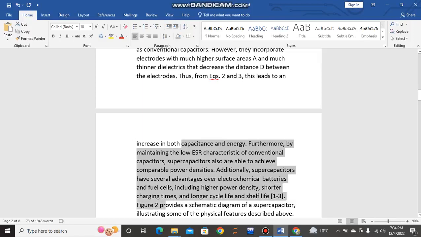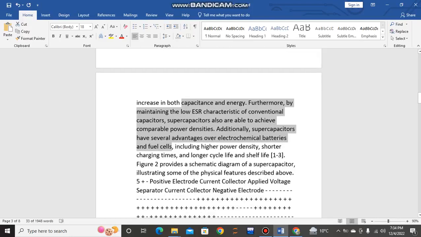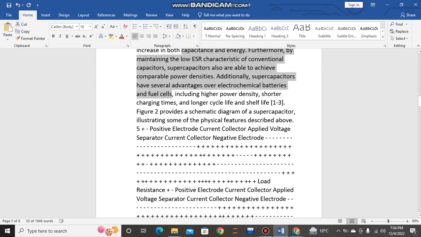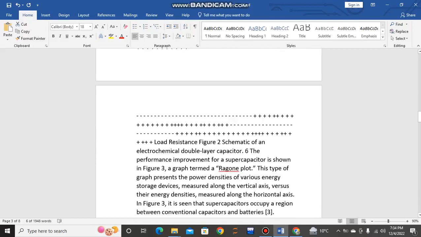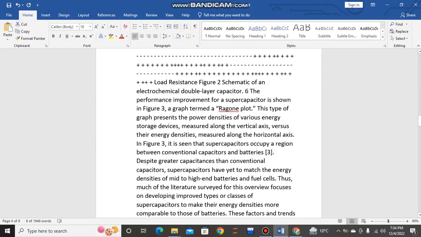Figure 2 provides a schematic diagram of the supercapacitors illustrating some of the physical features described above. The positive electrode, current collector, applied voltage, separator, current collectors, negative electrodes. After that, the load resistance. Positive electrode, current collector, applied voltage, separator, current collector, negative electrode. After that, the load resistance. Schematic of an electrochemical double layer capacitor.